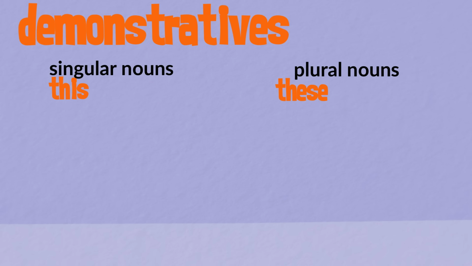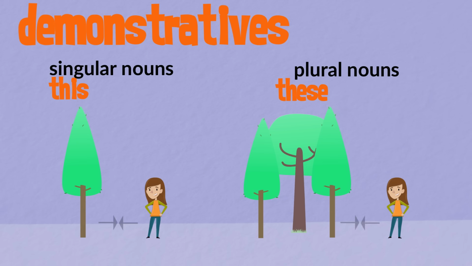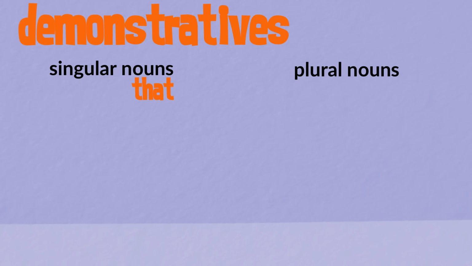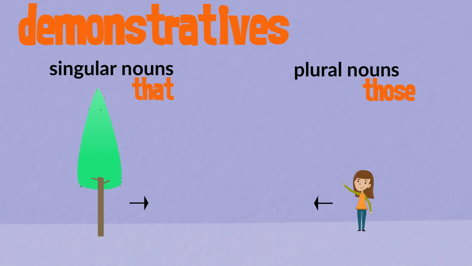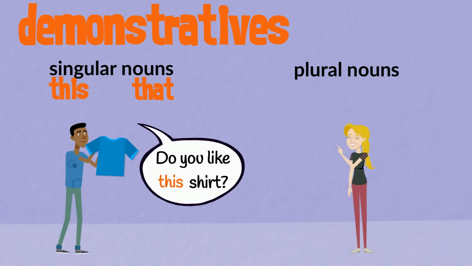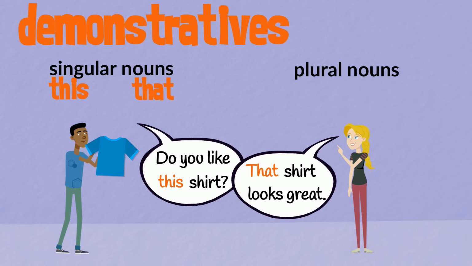This and these refer to objects that are close to you. This tree is beautiful. These trees are beautiful. That and those refer to objects that are, comparatively, further away. That tree is beautiful. Those trees are beautiful. Do you like this shirt? That shirt looks great.